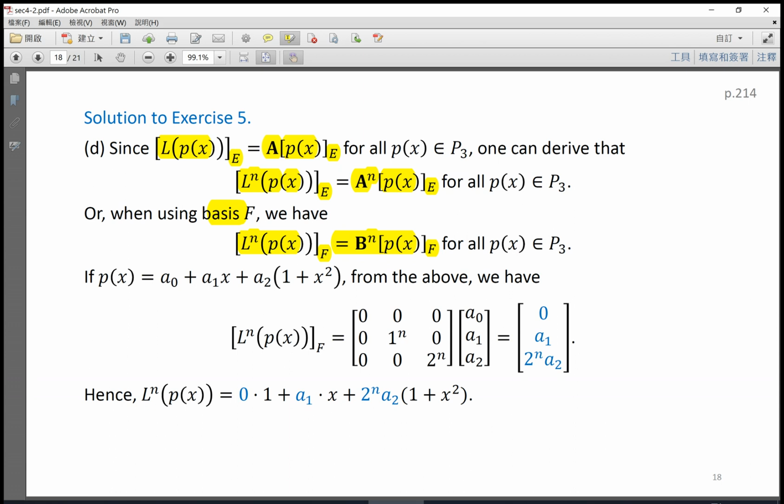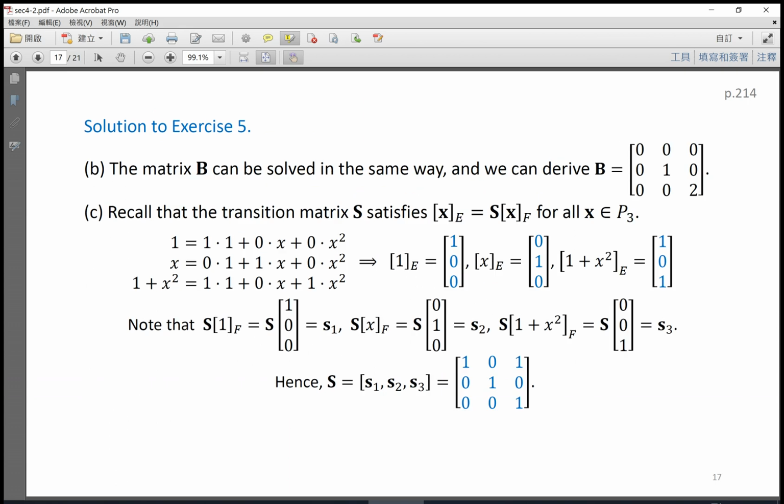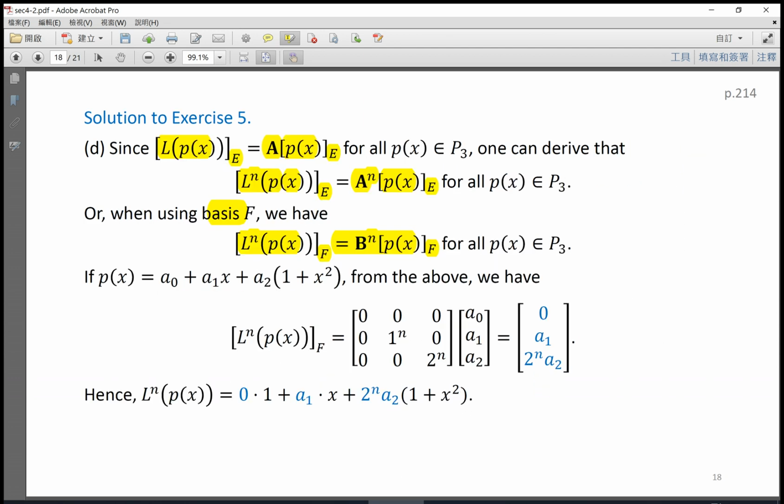Clearly, the second formula is easier because matrix B is a diagonal matrix. A diagonal matrix means the only non-zero elements appear on the diagonal of the matrix. We know that the coordinate of P with respect to F is A0, A1, A2. And the nth power of B is easy to compute because B is a diagonal matrix.